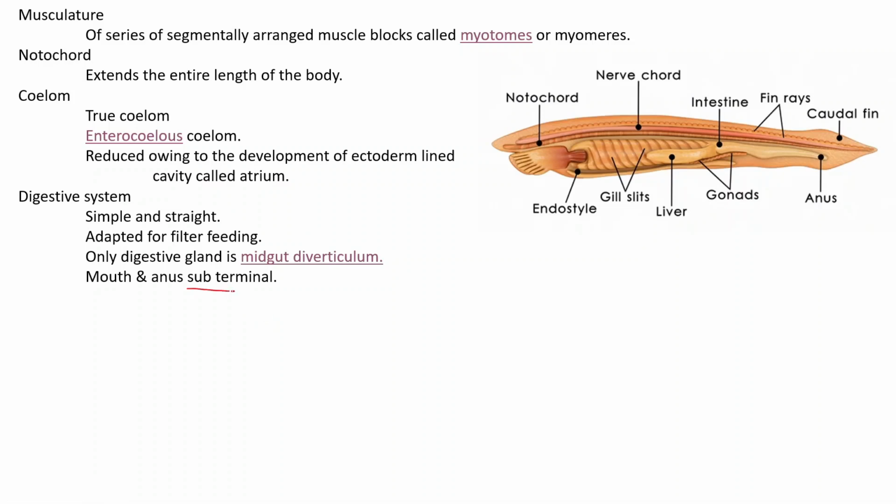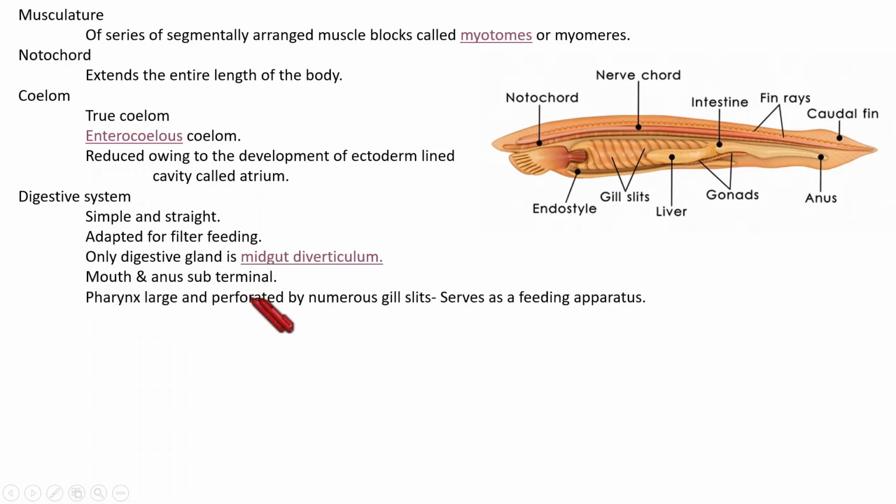Subterminal. What do you mean by subterminal? Subterminal means not present at the extreme tips. So the mouth is not present at the extreme tip, it is somewhere here, and the anus is not present at the extreme tip either. It is present somewhere at this point. So the position is subterminal.